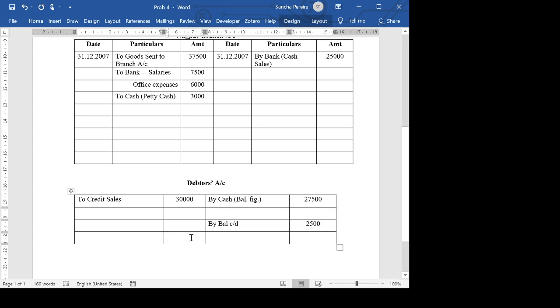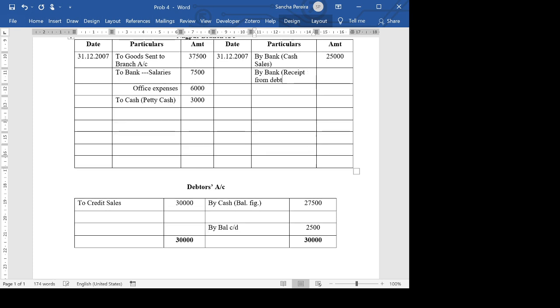So this total is 30,000, which is the debtors account. Now, since the debtors have paid 27,500, this has to also go to the head office. So, again, I'm going to say by bank, receipt from debtors, or cash received from debtors, which is 27,500.